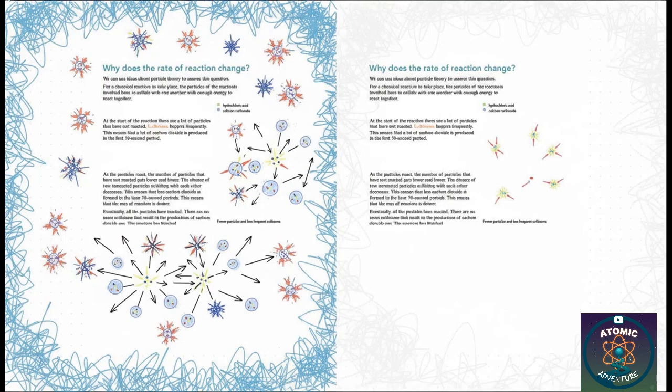And this picture shows it perfectly. On the left, at the start of the reaction, the flask is packed full of reactant particles. They're all bouncing around, so collisions are happening all the time. But look at the picture on the right after a while. A lot of those particles have already reacted. There are just fewer of them around, which means, you guessed it, fewer collisions.